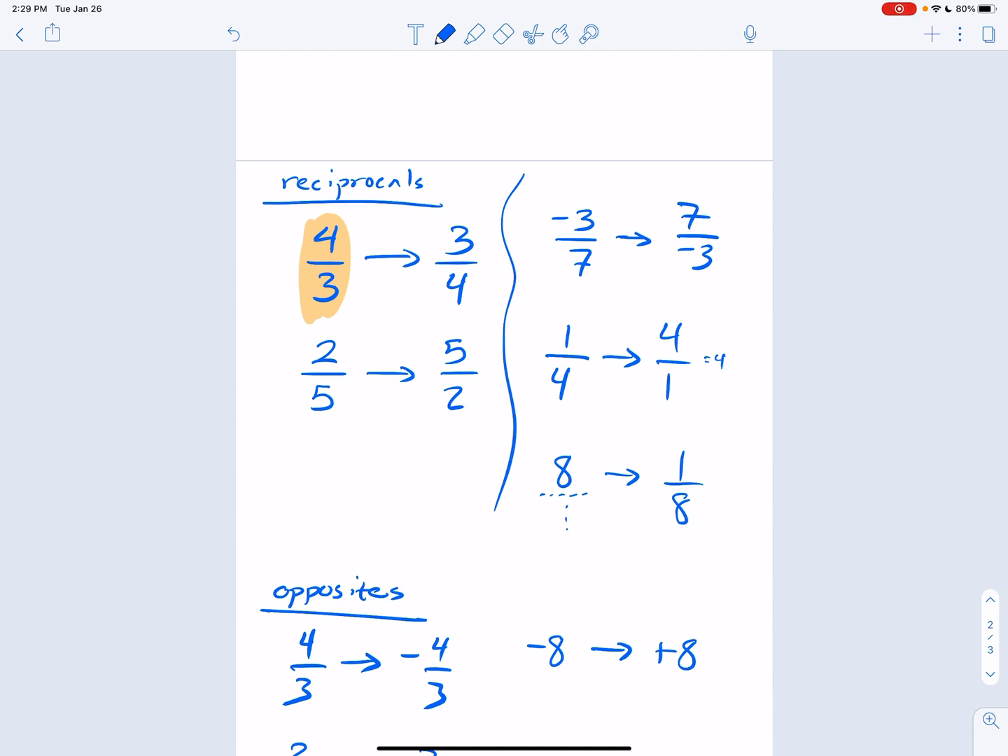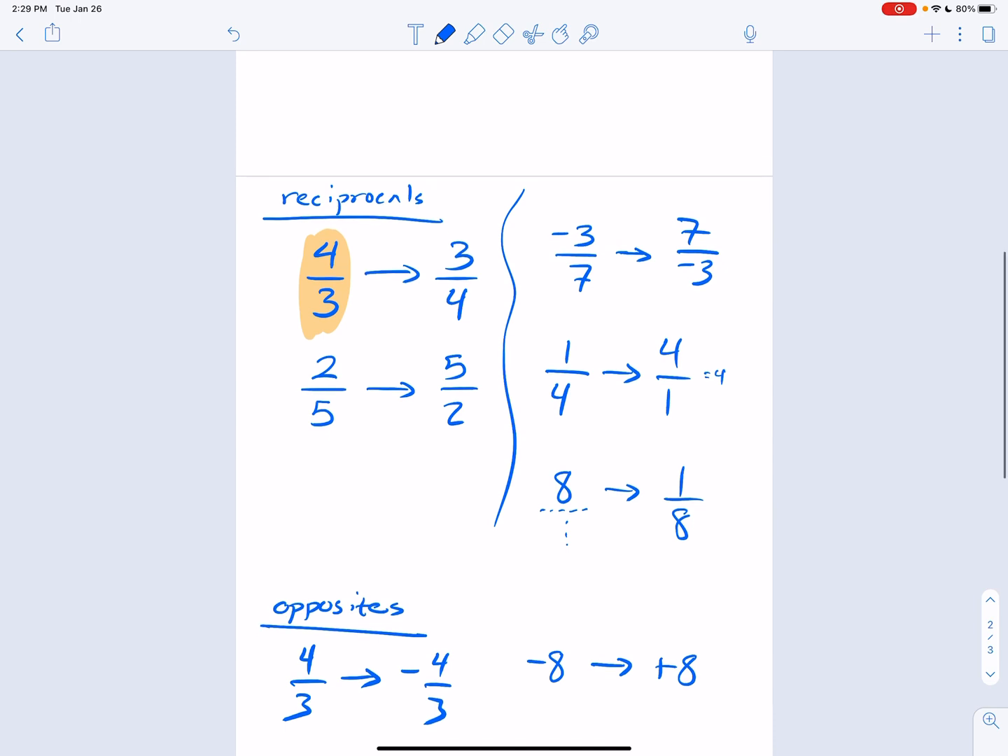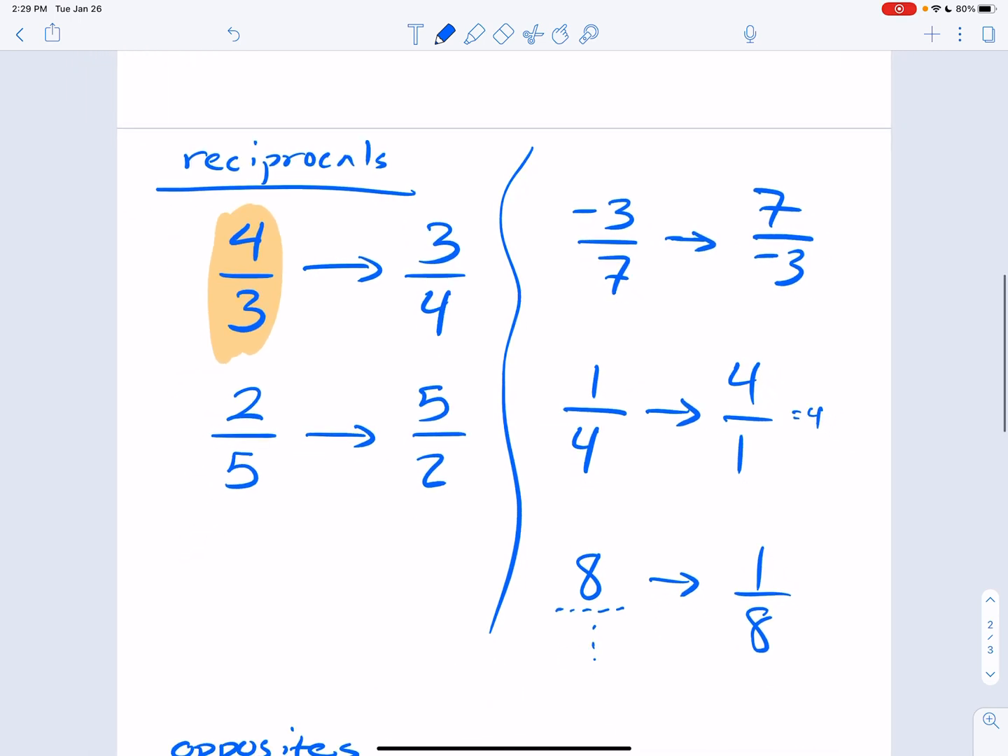Here's a question that I want you to think about, and then pause. Press play whenever you're ready. When you take the reciprocal, do you change the signs? Press play when you're ready.